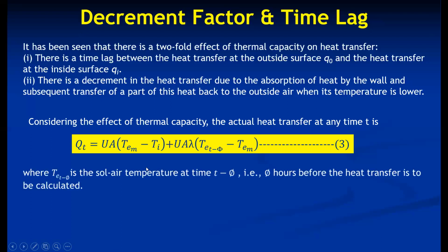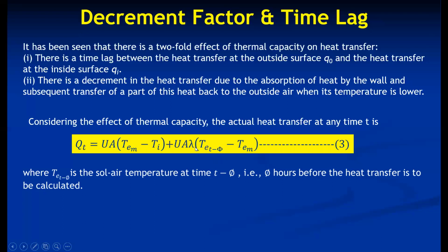First of all, we'll see what T minus 5 is. T minus 5 is the solar temperature at time T minus 5, that is, 5 hours before the heat transfer rate is to be calculated. Suppose we have to calculate the heat transfer rate at 4 p.m., and there is a time lag, indicated by a factor, of 4 hours.